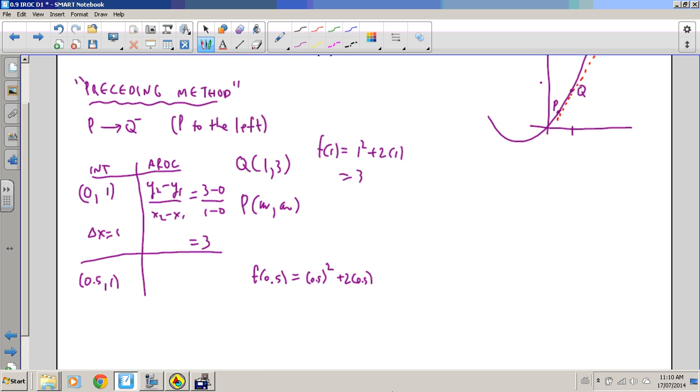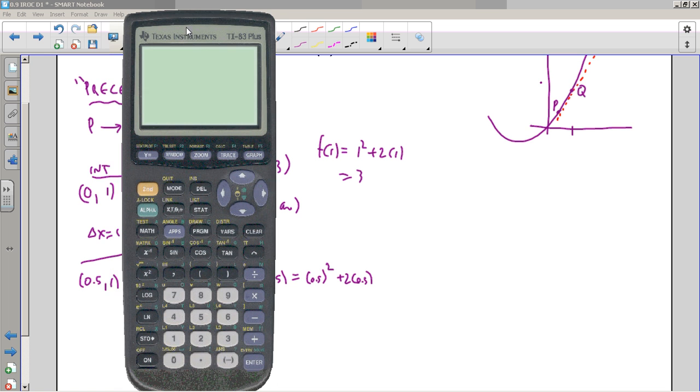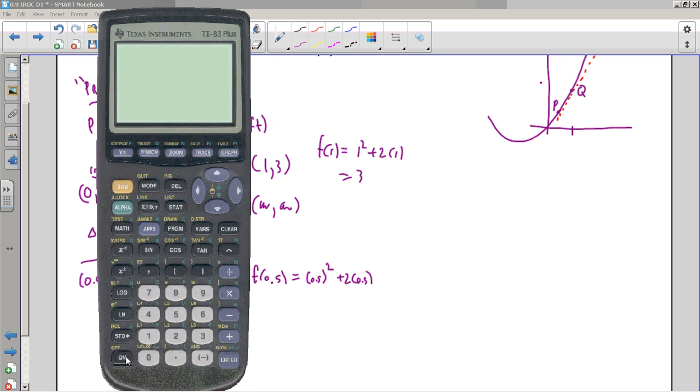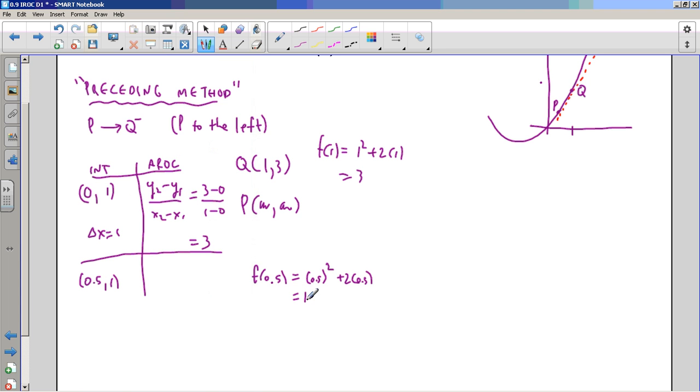Right, and actually, I'm going to show you how you can be faster at this, be smart with your calculator. This is a graphing calculator, obviously, but your scientific calculator should work the same way. 0.5 squared plus 2 times 0.5, and then I get my answer, 1.25.